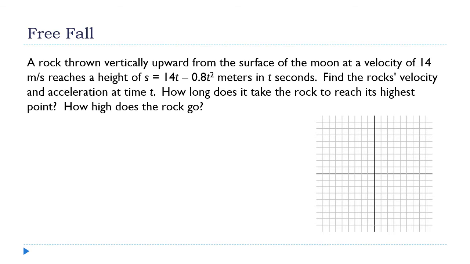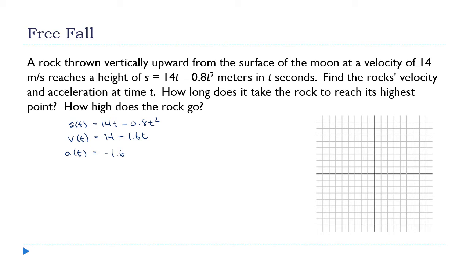Okay, so now I've got a similar question here, but we're going to take it a little further and see if we can answer some questions about the motion of this object. So I'm starting with a height function. S of t is 14t minus 0.8t squared. And I know I'm being asked about velocities and accelerations, so let's find those functions. V of t is the first derivative, so that's going to be 14 minus 1.6t. And then the acceleration will be negative 1.6.